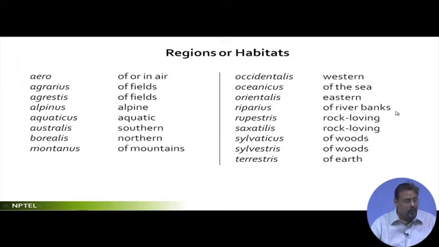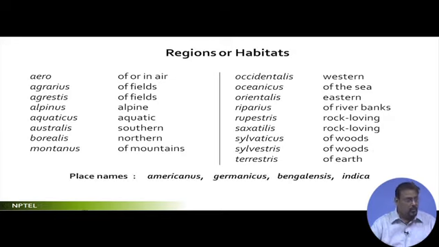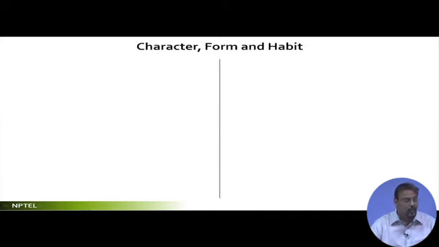Riparius is of riverbanks, rupestris is rock loving, saxatilis is rock loving, sylvaticus is of woods, sylvestris is also woods, and terrestris is of earth. There are some names which will have a part called Americanus, that means it is from America. Germanicus is from Germany, bengalensis is from Bengal, indica is from India. So I hope by now you understand how these nomenclatures are given.